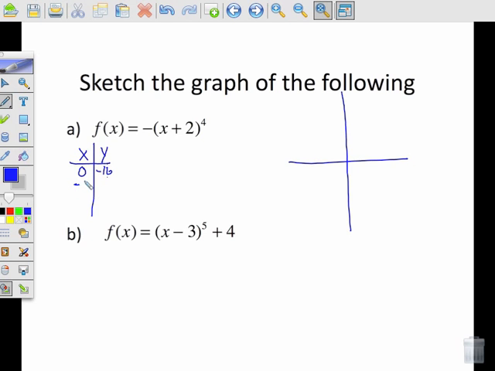Let's see if we put in negative 1. Negative 1 plus 2 is 1. 1 to the fourth is 1. Negative 1 is my output. I'm going to plot these already. 0, negative 16. I'm going by 2's. Negative 2, negative 1, negative 1. If I put in negative 2, then I get negative 2 plus 2 is 0. 0 to the fourth is 0.